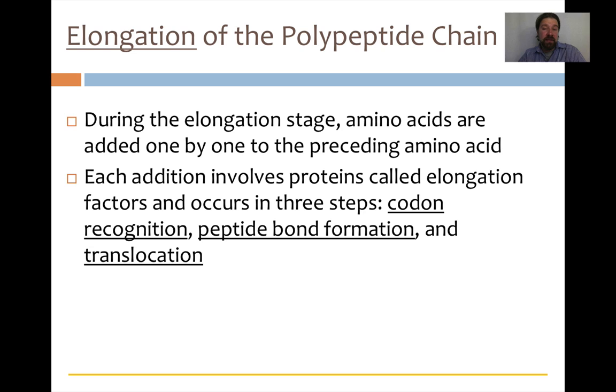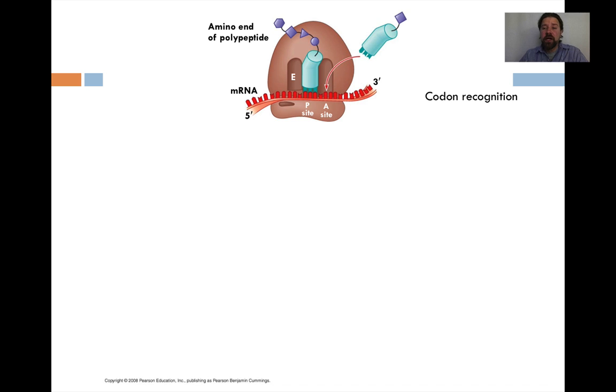So the next thing that needs to happen is elongation. We need to go from that first amino acid methionine into additional amino acids to build a polypeptide. So they're going to be added one by one. And if we broke this part down, it probably has 3 sub-steps that are worth mentioning: codon recognition, peptide bond formation, and translocation. If we look at codon recognition, we're going to notice some things happening here.